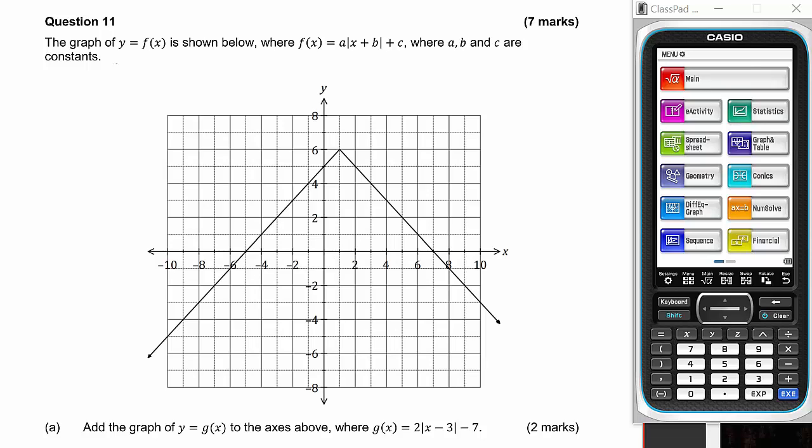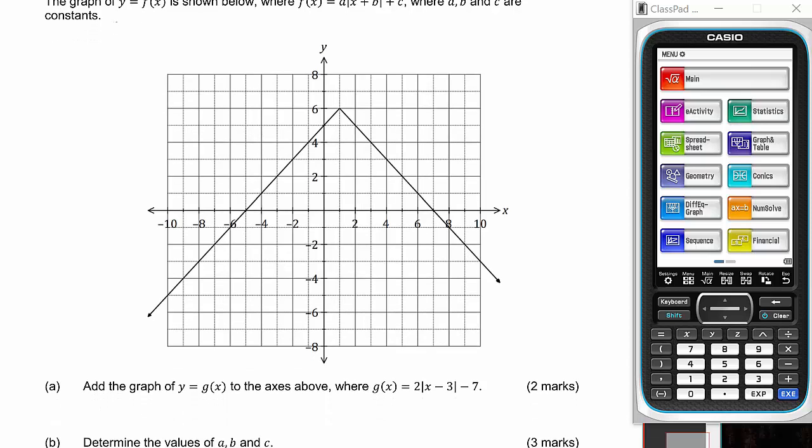The graph of y equals f of x is shown below, where f of x is a mod x plus b, plus c. a, b and c are constants, which we're going to find shortly. So add to the graph g of x, which is 2 mod x minus 3, minus 7.